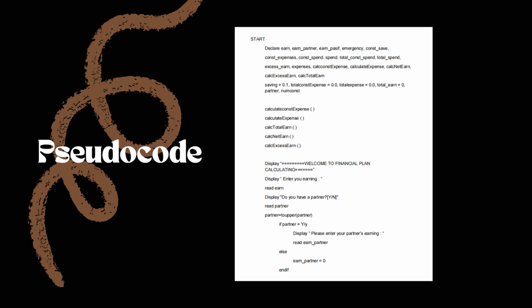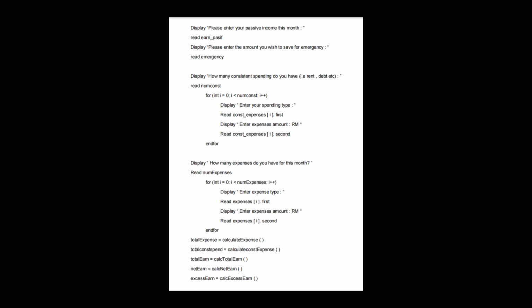On the user interface, the system will ask the user for their earning and whether they have a partner with earning. Or if they don't, the calculation for partner earning will just be 0. Next is the user's passive income and the amount they want to save for emergency. Next, the user will enter their consistent spending with its amount.